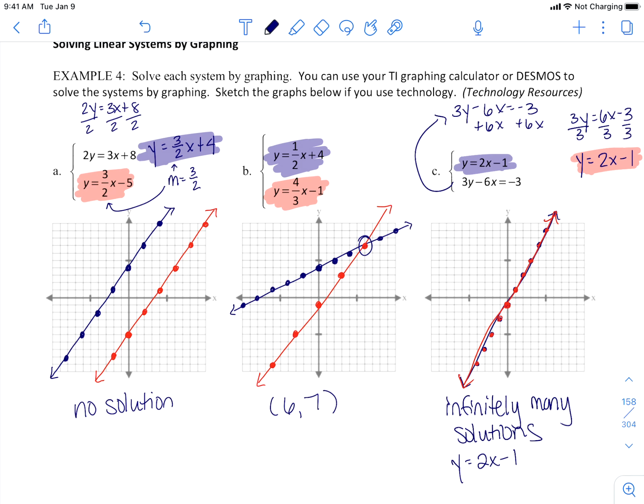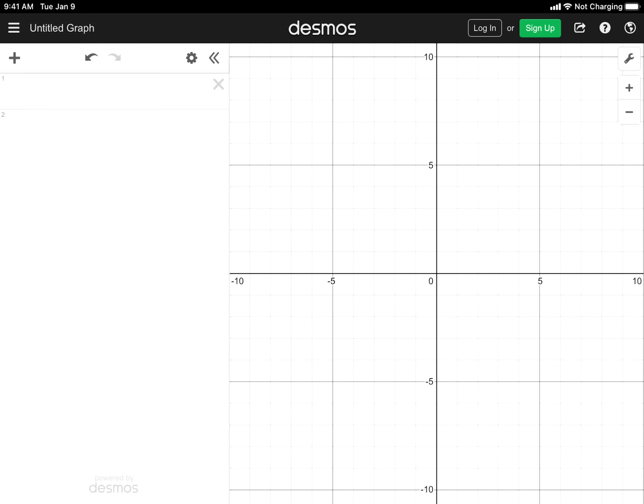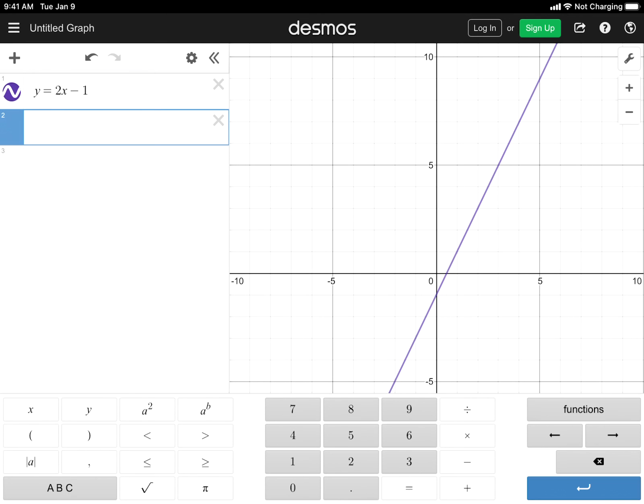Okay, so I'm also going to show you how to do this on Desmos. The nice thing about when you're doing the graphs on Desmos is we can actually use the original equations. So we have y equals 2x minus 1. And for our second one, I'm going to graph the original equation, 3y minus 6x equals negative 3. And you can see it ends up being exactly the same line. It graphed it on top. It gave us points for both.